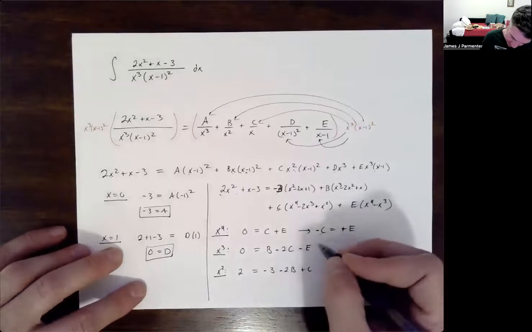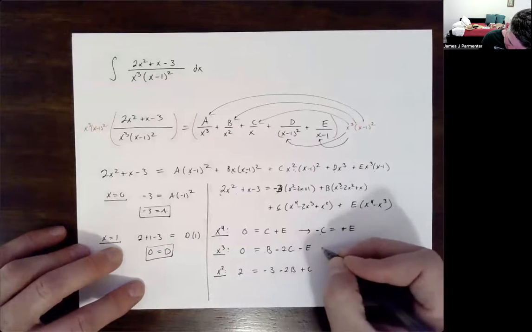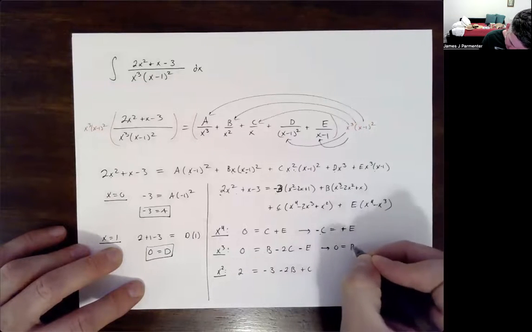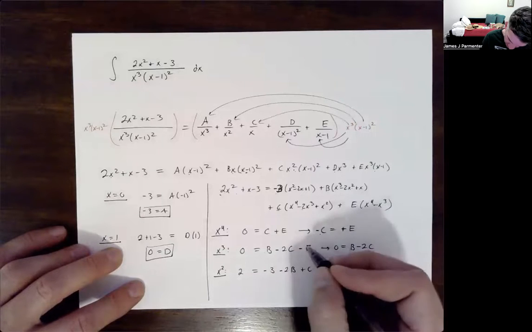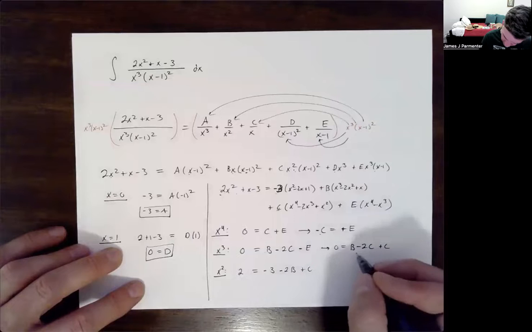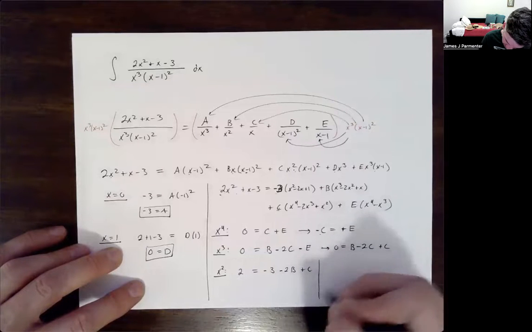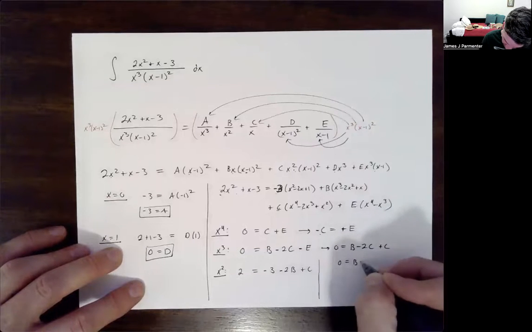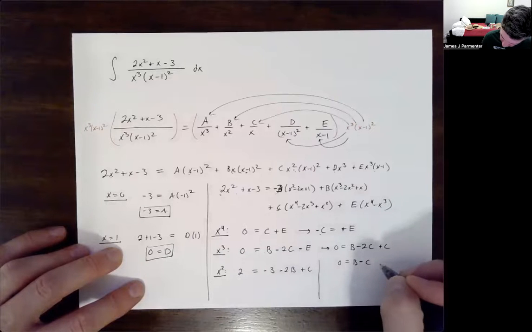Plugging in a -c for e, I'm going to get 0 equal to b minus 2c minus negative c, which is plus c. So that's going to be 0 equals b minus c. So that means b is equal to c.